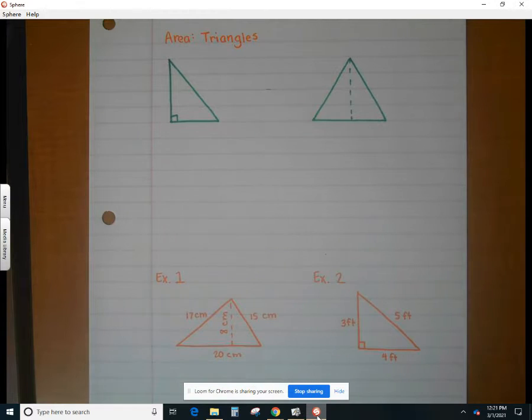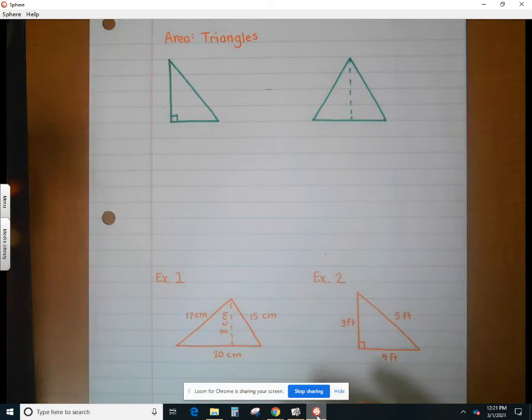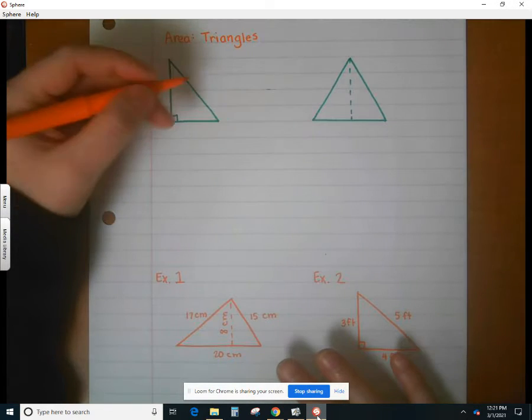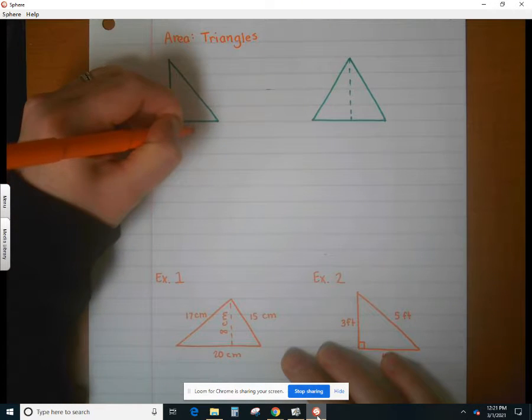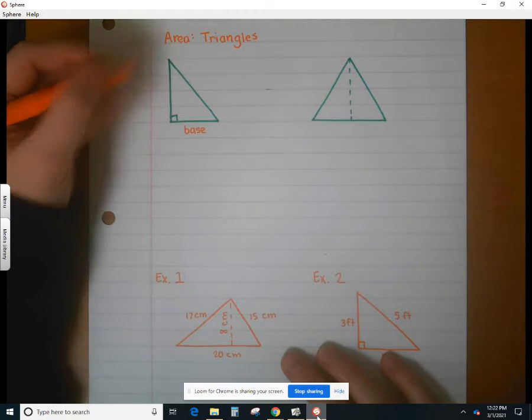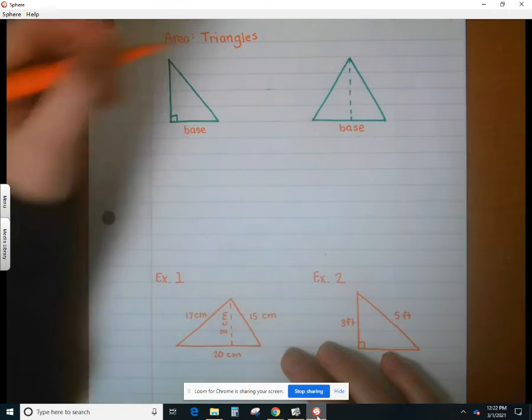So let's talk about how to find the area of a triangle. Before we talk about the formula for that, I want to talk about the different parts of the triangle. So this bottom part that it's sitting on is called its base. And same over here, this is a base.